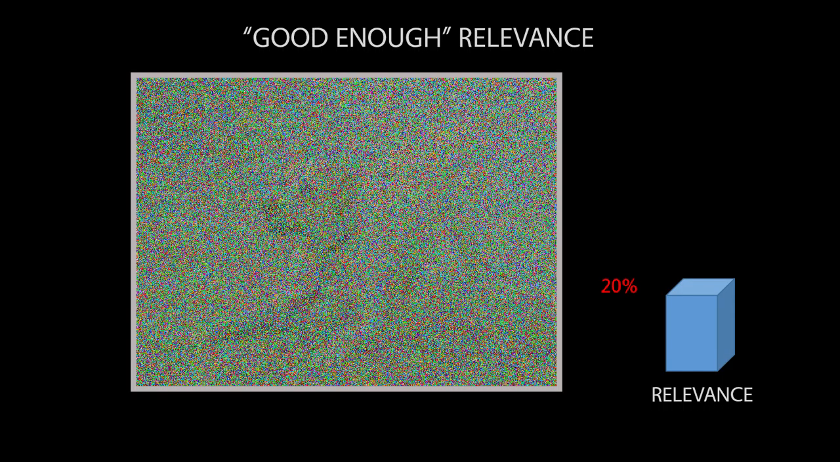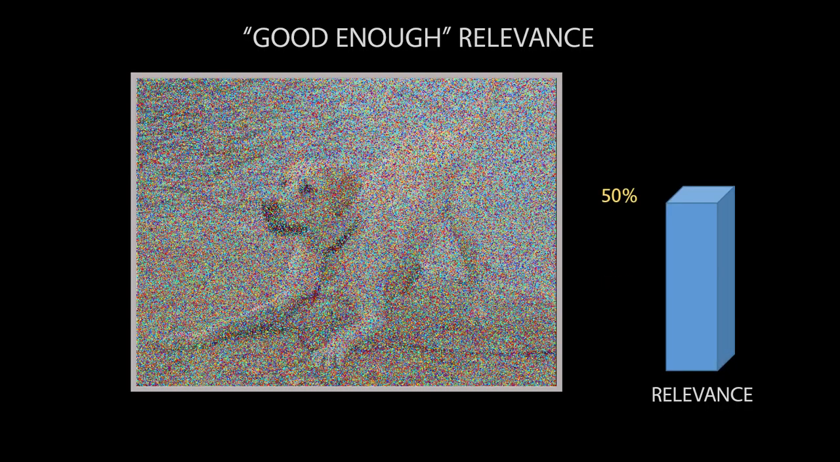Even though the image is only 20% relevant, some shapes are already becoming apparent. At 50% relevance, it is quite clear what the image is. Notice how you did not need every pixel in the image to be relevant to the photograph. This is true with SM2 searches as well.